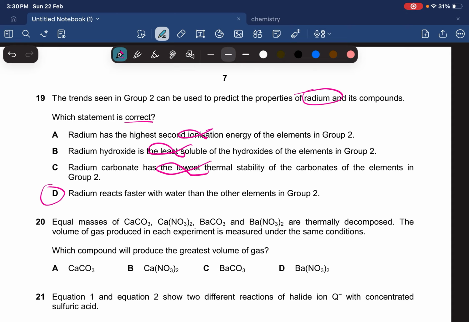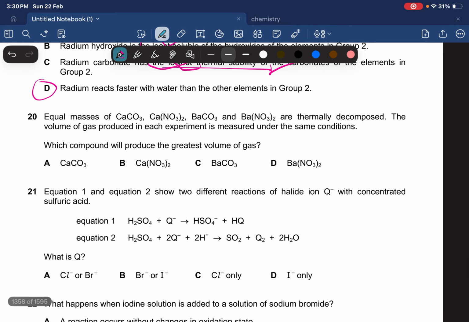And your thermal stability of a carbonate is going to be a lot more than others because it's more reactive. It tends to form compounds rather than staying alone. So it's not going to decompose easily.